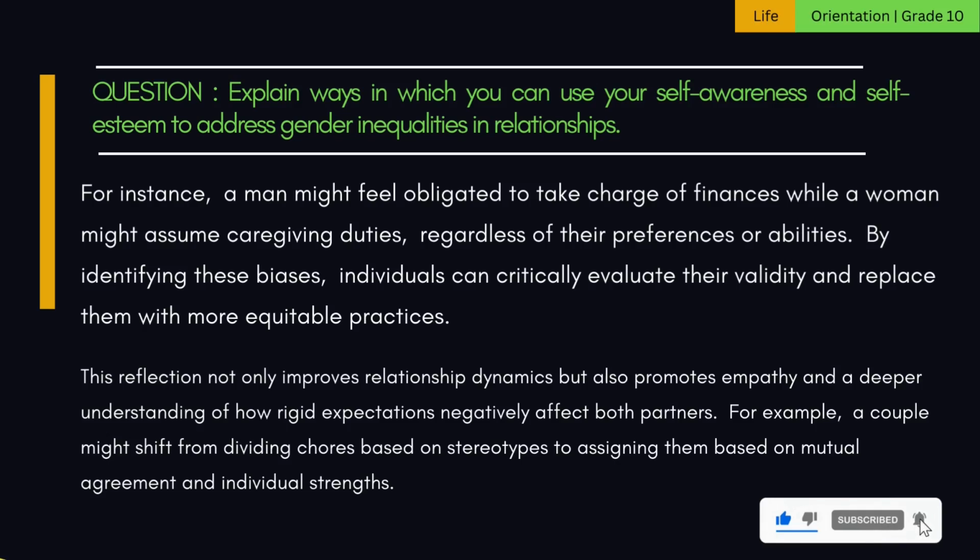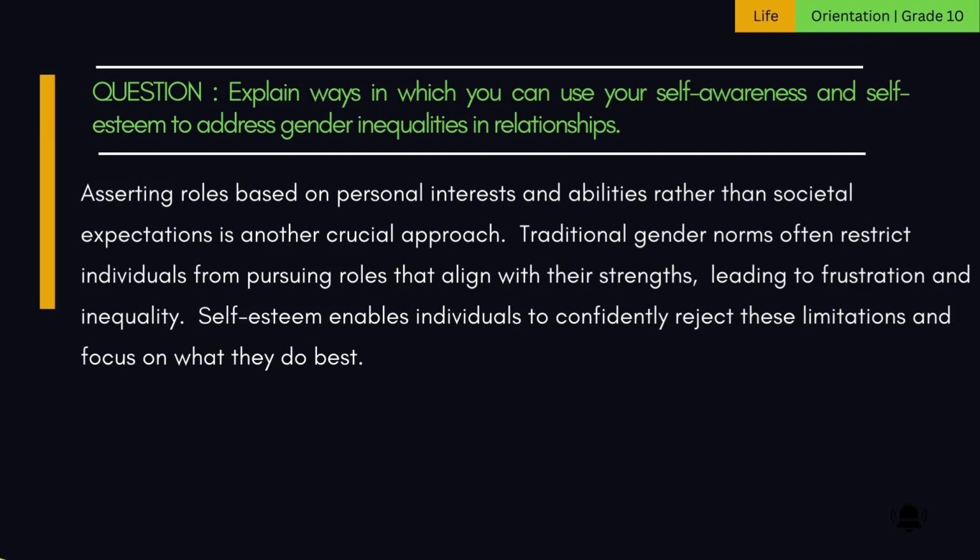This reflection not only improves relationship dynamics, but also promotes empathy and a deeper understanding of how rigid expectations negatively affect both partners. For example, a couple might shift from dividing chores based on stereotypes to assigning them based on mutual agreement and individual strengths. Asserting roles based on personal interests and abilities rather than societal expectations is another crucial approach.